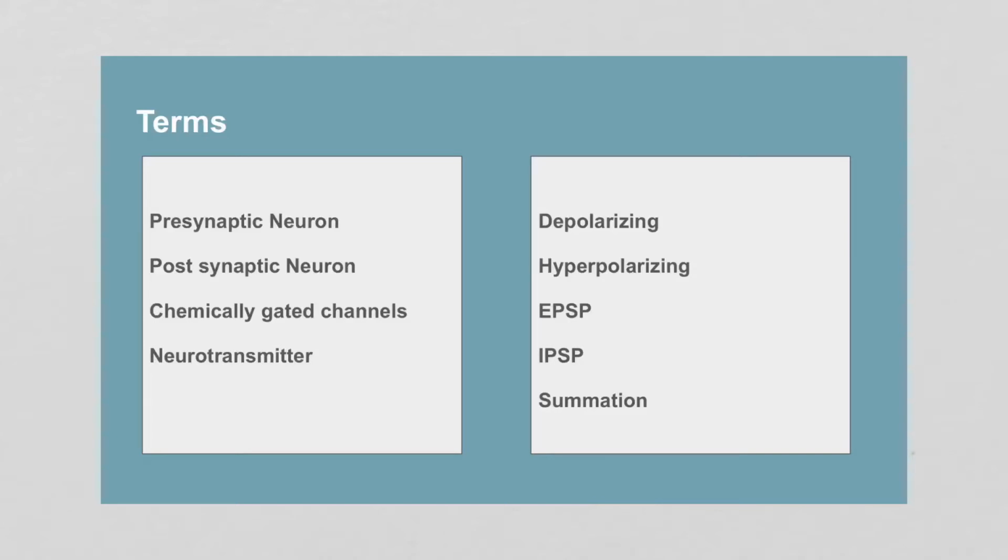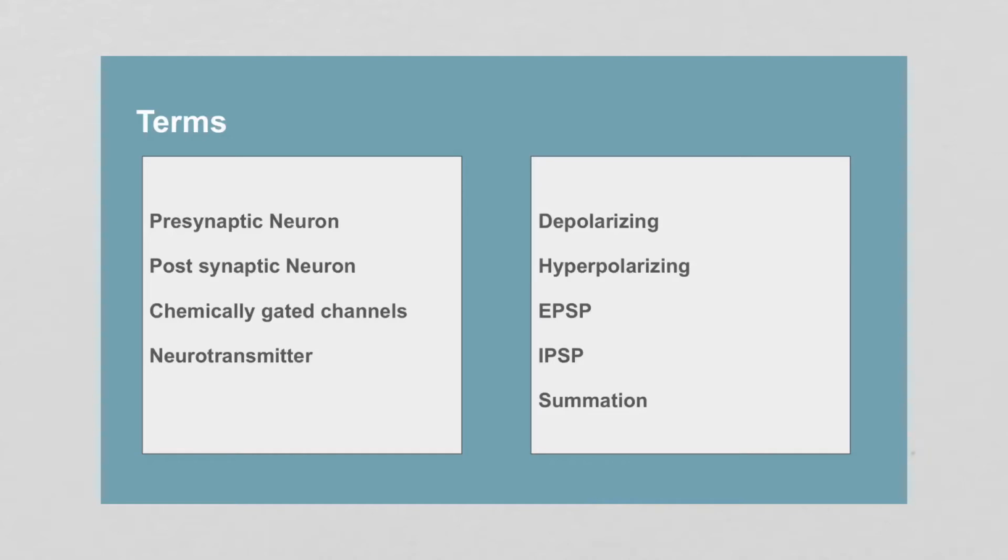And then we're going to use depolarizing and hyperpolarizing. So when we were talking about membrane potential, we talked about it being polar, how the outside charge is positive and the inside charge is negative. Here we're talking about depolarizing. So if that difference is what makes something polar, having a positive and a negative end, depolarizing is going to be taking away that difference. And hyperpolarizing is going to be increasing that difference.